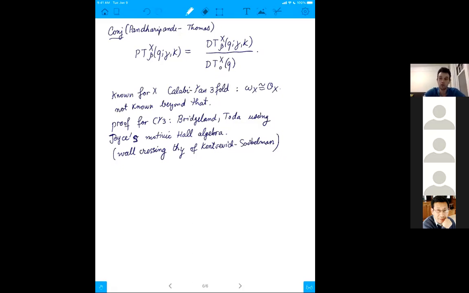So also in my title, I mentioned wall crossing. This conjecture is an example of wall crossing. Maybe I'll say a few words about this Bridgeland proof, or why one can prove this conjecture for Calabi-Yau threefolds. In this case, there is a completely different description of these DT and PT invariants using this thing called the Behrend function.